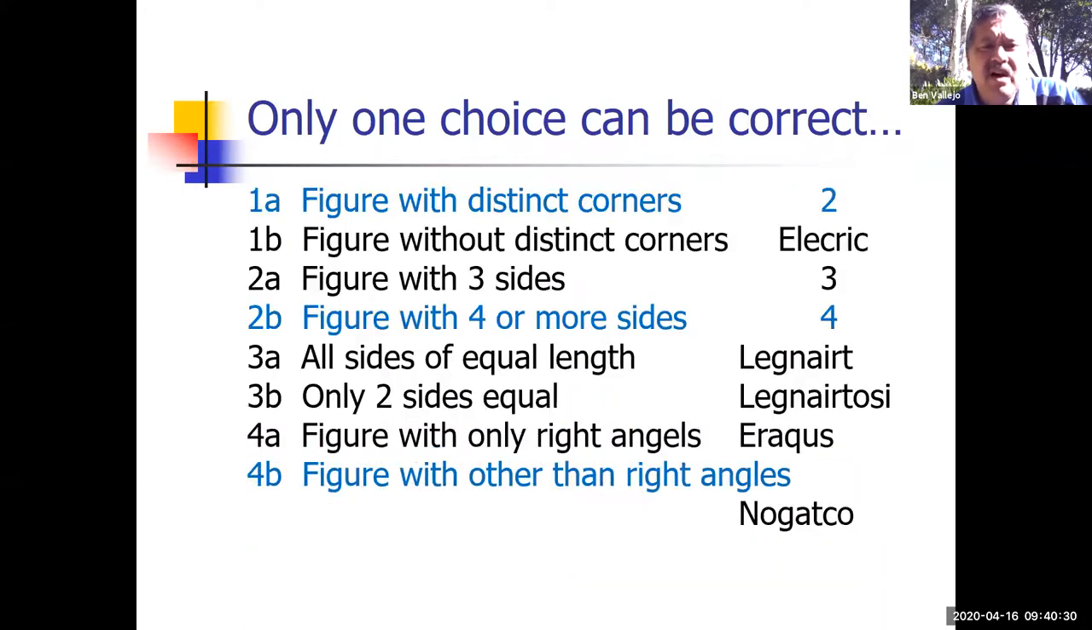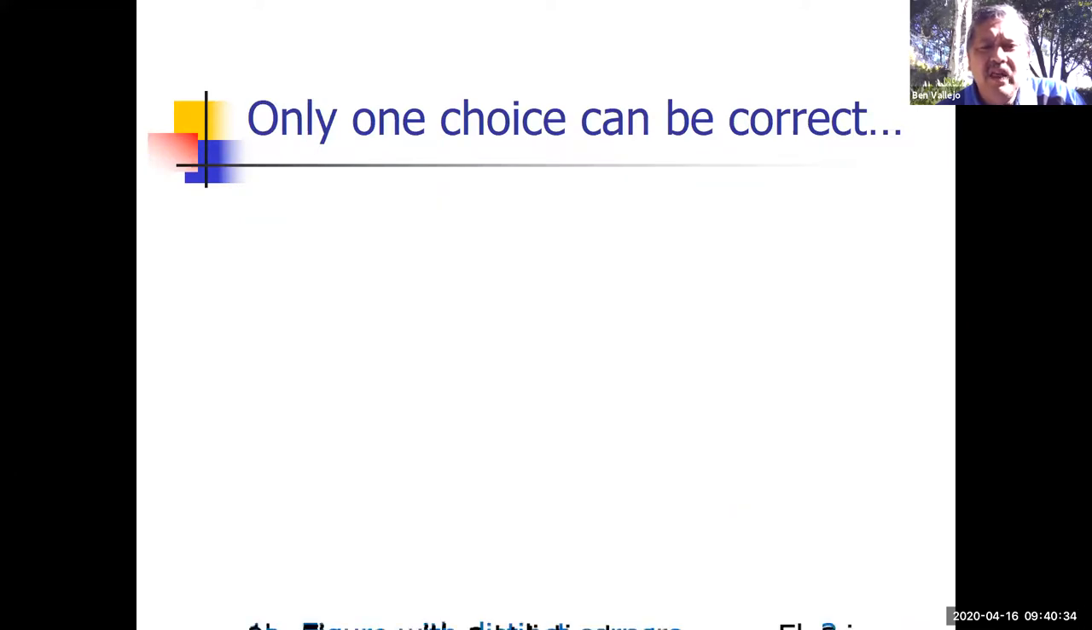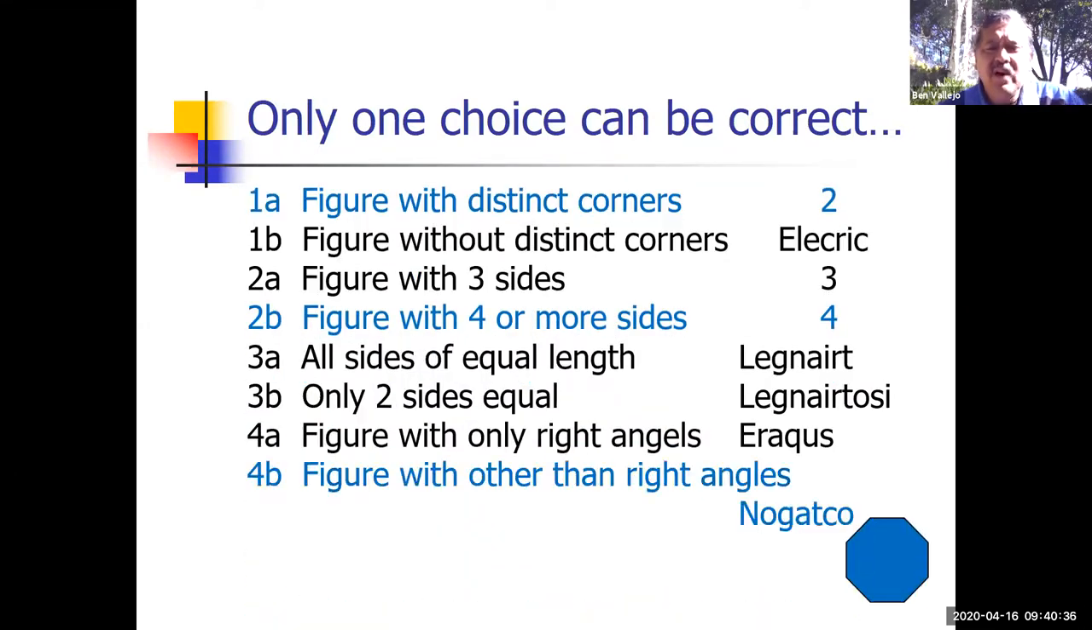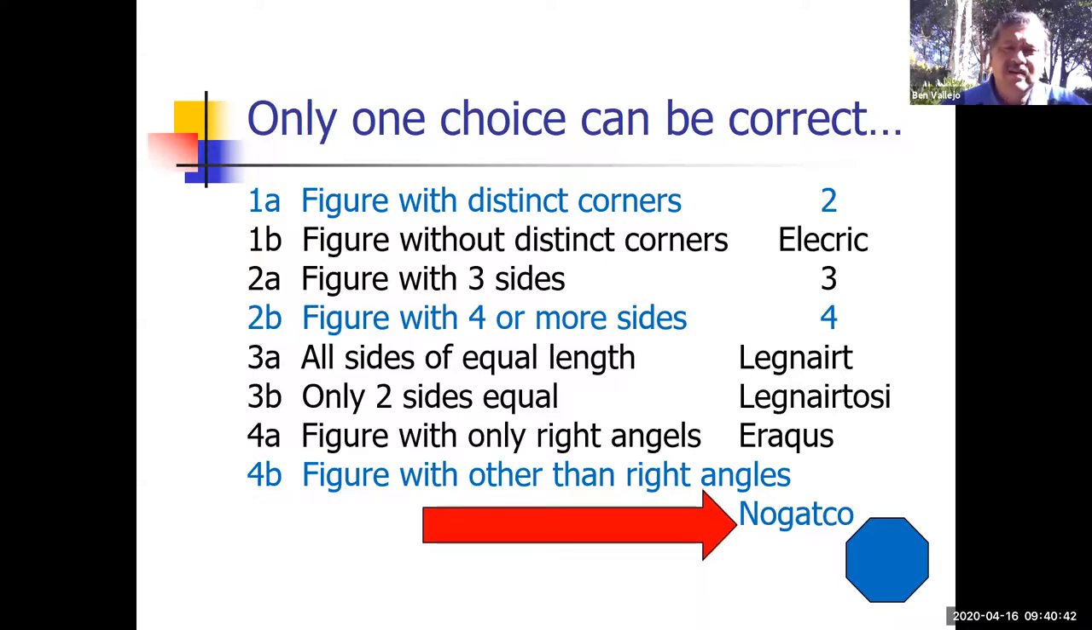And so 4B is called the Nagatko. Oh, I went to Geometrica and I saw Nagatko. All right, it's also low key. If you read that backwards, you might find something out.